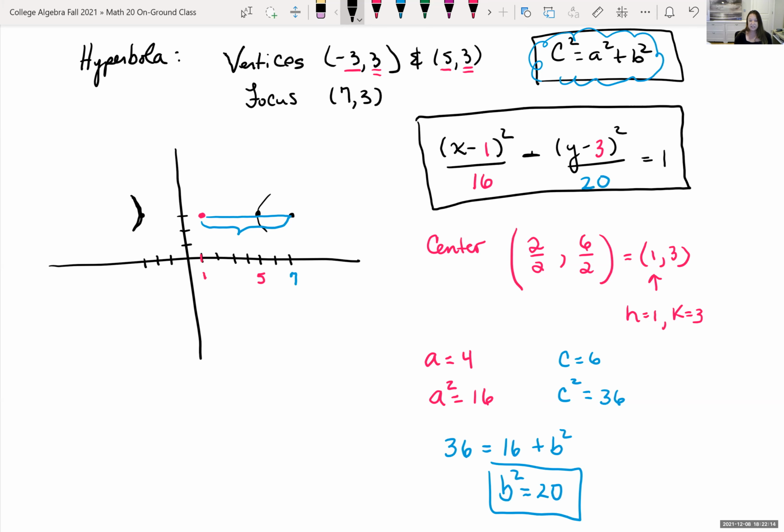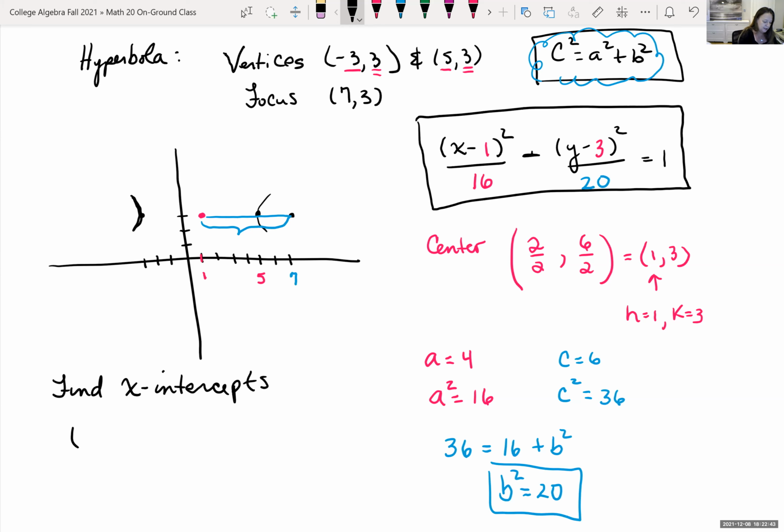Looking at this, I can tell it's never going to cross the y-axis, right? Both of those branches of the hyperbola are facing away from the y-axis. It is going to cross the x-axis in 2 spots. And so let's just look at finding those intercepts. So let's find the x-intercept. We know that's when our value of y is 0.